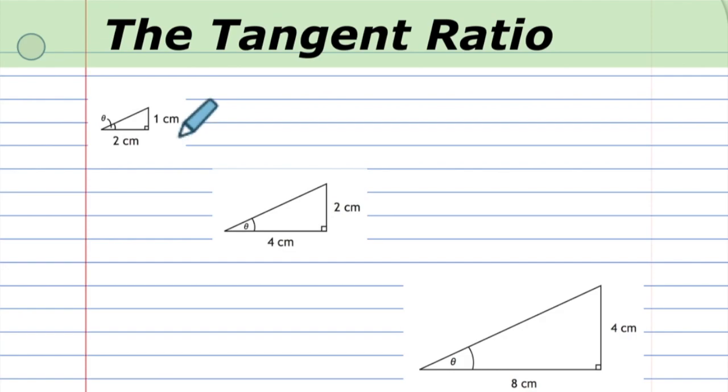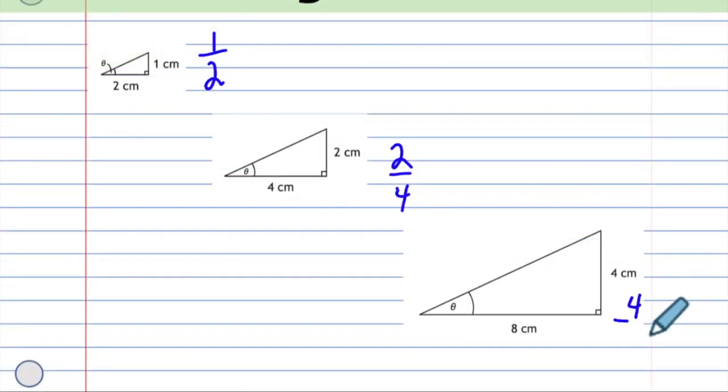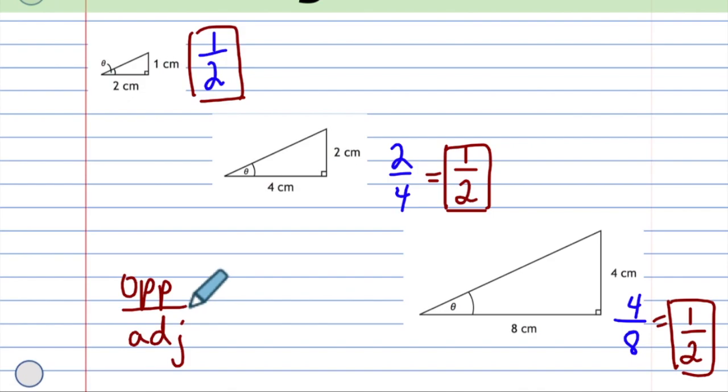The ratio of the side opposite to the adjacent side of the angle is the same. Here we have 1/2, here we have 2/4, and here we have 4/8. The fractions reduce to 1/2. The ratio of the opposite over adjacent side to angle theta is 1/2.